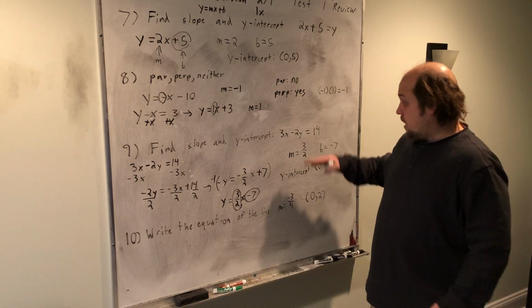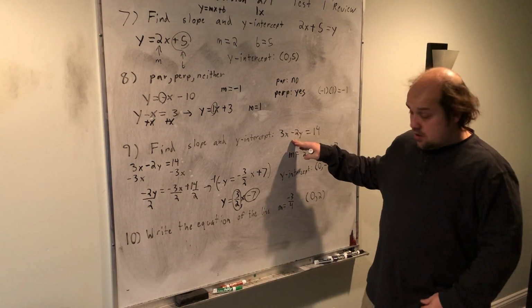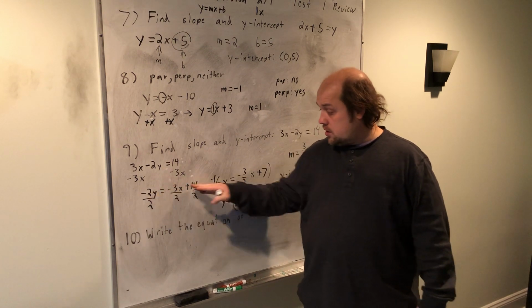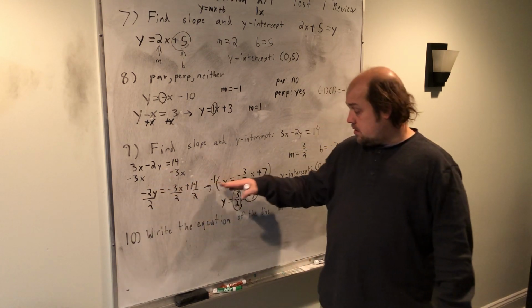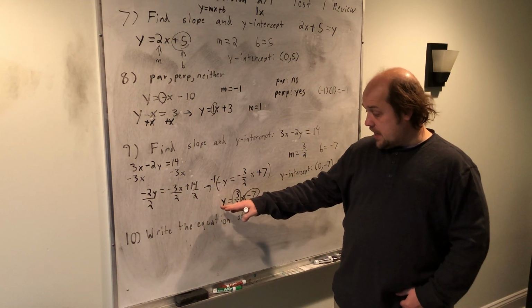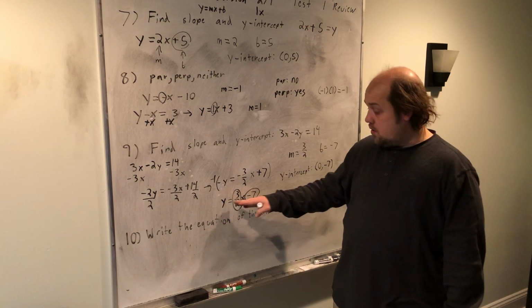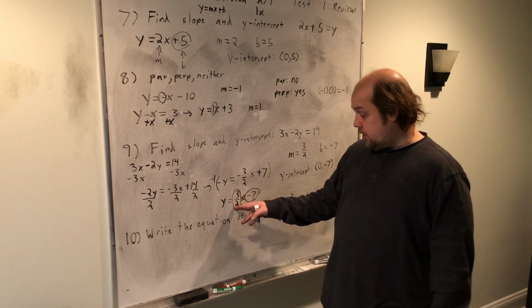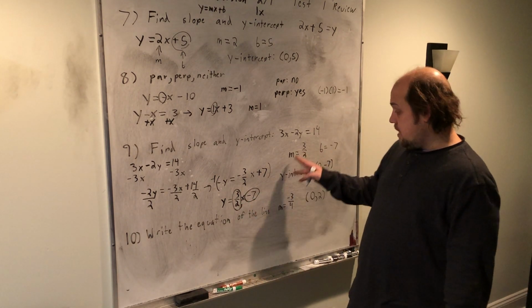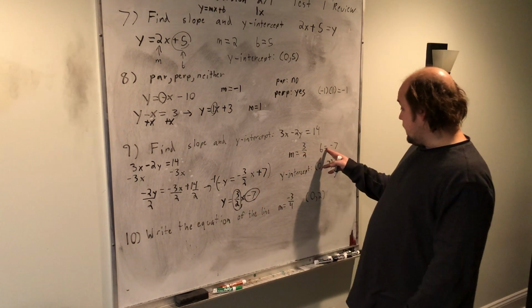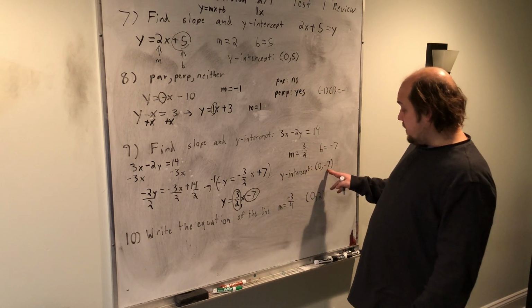So again, I start out with this equation, I rearrange, I divide, change the negative, so that I get in the form y equals 3 halves x minus 7. Once I have it in this form, then I can pull out the slope as in front of the x, I can pull out the b as after the x, and that gives me the y-intercept 0, negative 7.